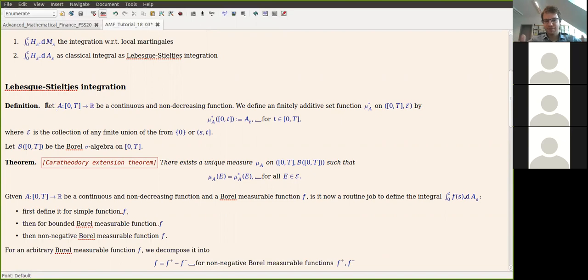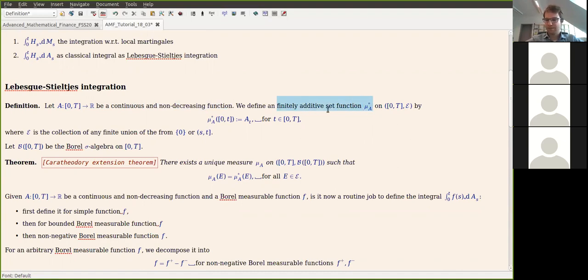So what we have is we start with the function. We always assume that it's continuous. This is for simplicity for the course because we only consider continuous semimartingales. So we assume we have some function a from the interval 0 to t to R, which is continuous, and let's start with non-decreasing. This means we can define or associate to this non-decreasing function a finitely additive set function, right?